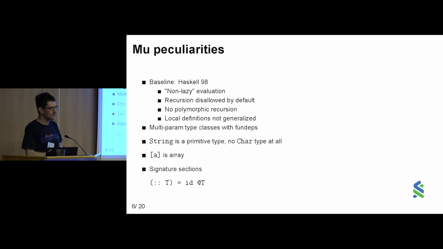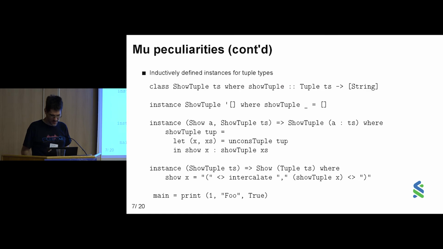So we have a primitive string type. Char doesn't exist at all. The notation bracket A bracket actually stands for arrays instead of lists. And then we get to the more interesting things. So actually signature sections, I have a lightning talk about that, but there's a reason it's on the less interesting stuff slide. That's just syntax for doing a type signature in the middle of a term, or like if you have some point-free expression and you want to put a type signature in the middle, then it's syntax for that.